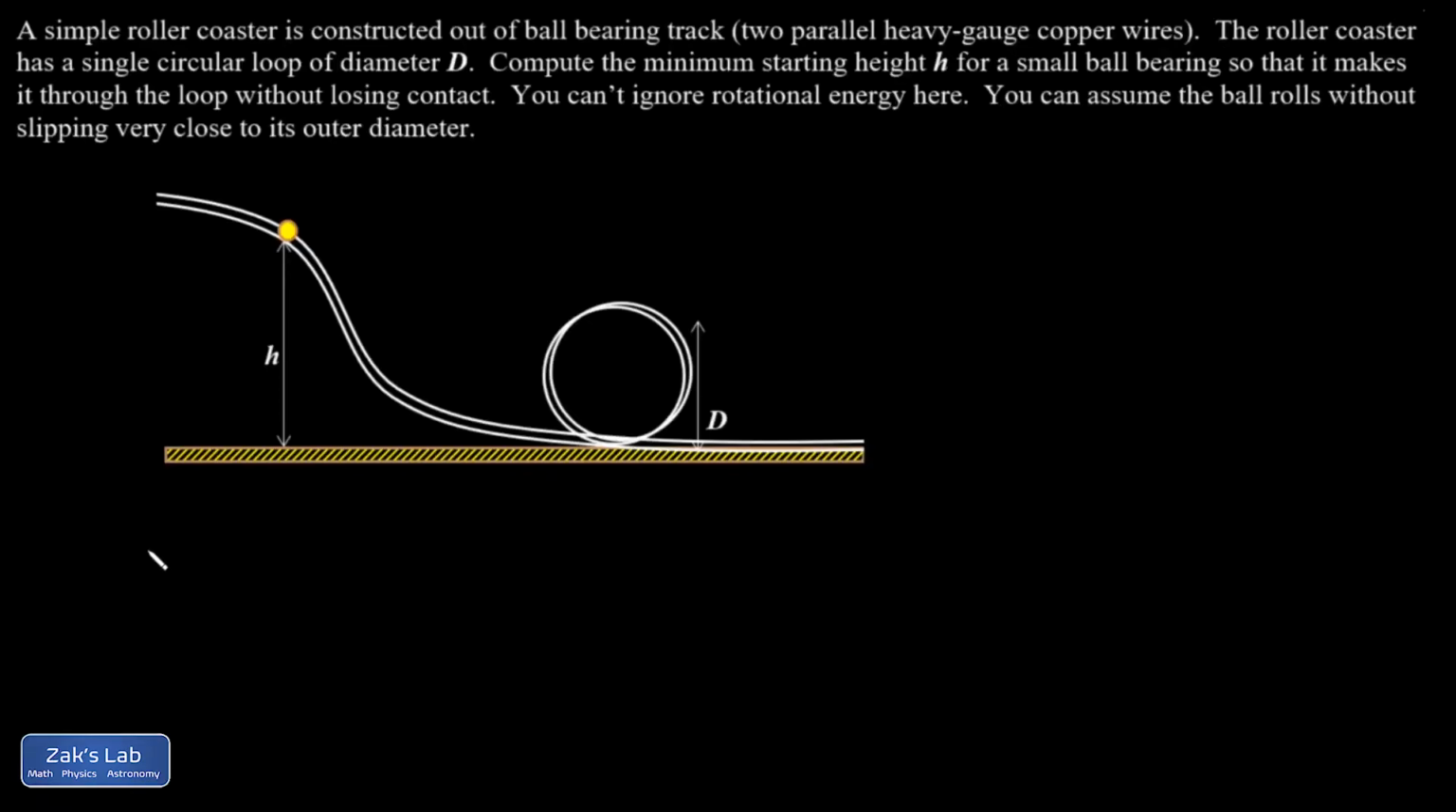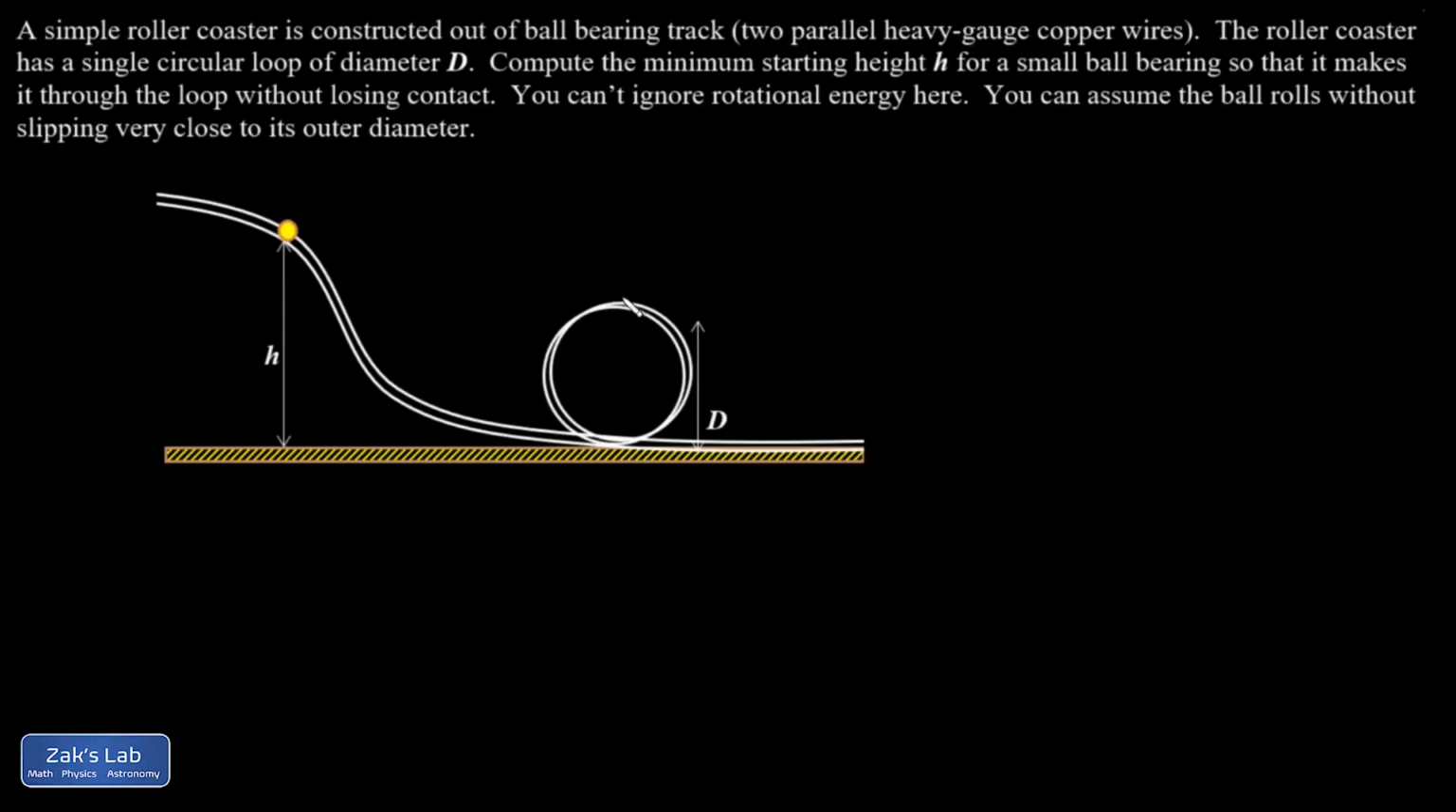In this problem, we're solving the famous roller coaster physics problem, finding the minimum height to make it through a loop on the roller coaster without falling off. Except there's a complication. Now it's a little more realistic, and it's a ball bearing on here. And a ball bearing is a solid sphere, and you can no longer ignore the rotational energy in that sphere that's going to impact the calculation.